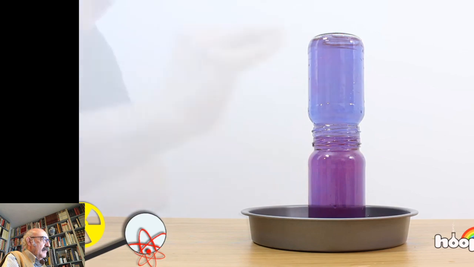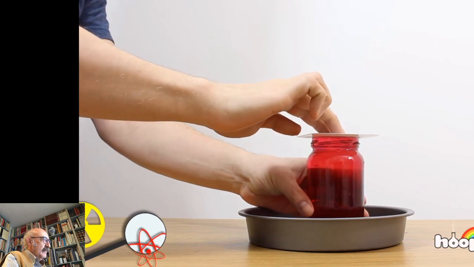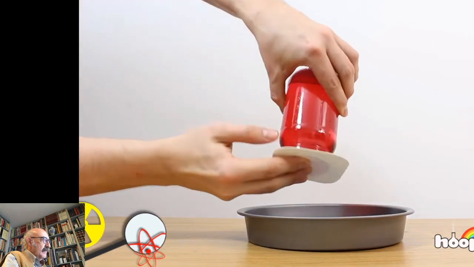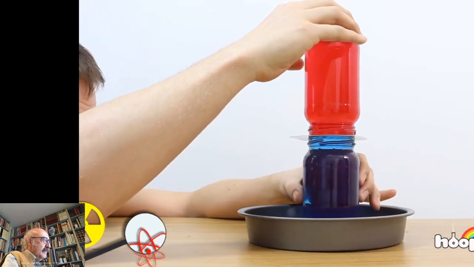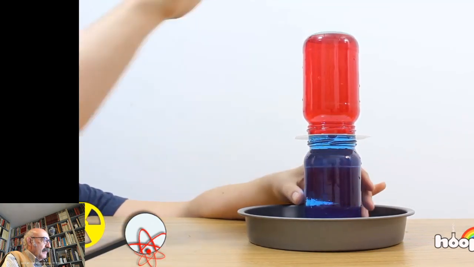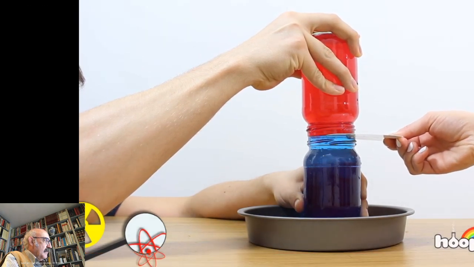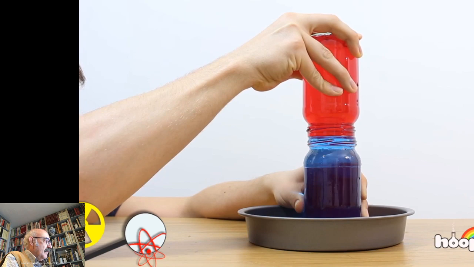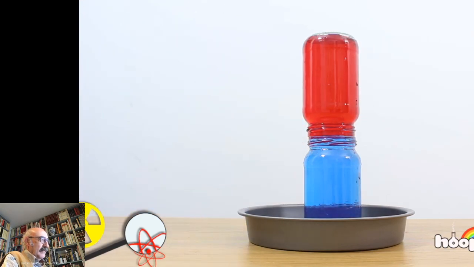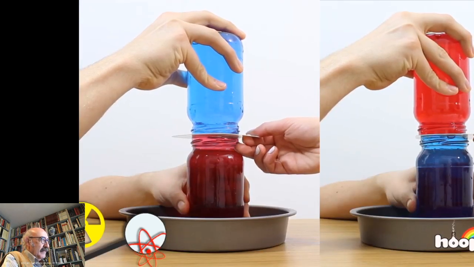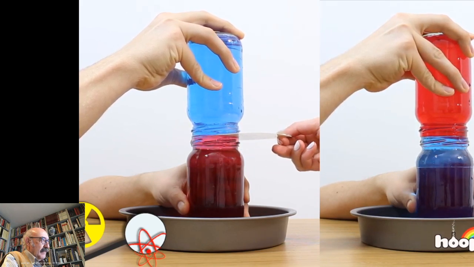Now try this. Take the jar of red hot water, place the card on top, and repeat the same steps. This time the blue jar is on the bottom and the red jar is on the top. Have someone very carefully remove the card from the middle, and this time you'll see that the jars don't mix. So why is this? Is it the colours? No, it's not. In fact, the hot water has a different density to the cold water. It's very slightly less dense than the cold water, and so sits on top.